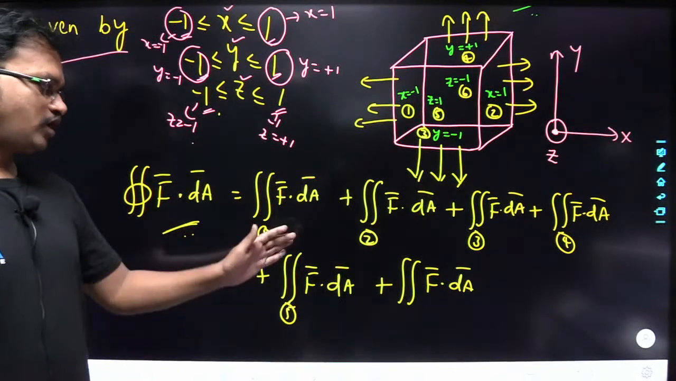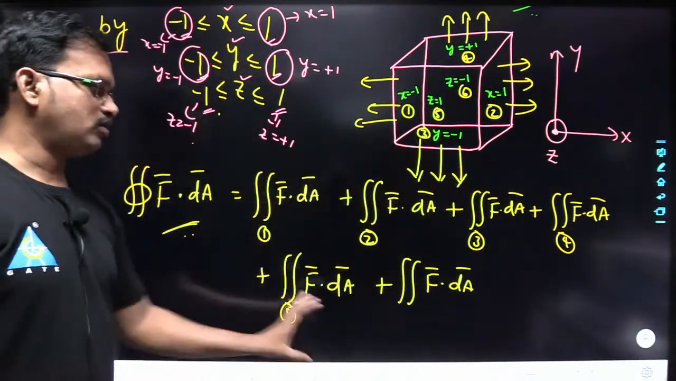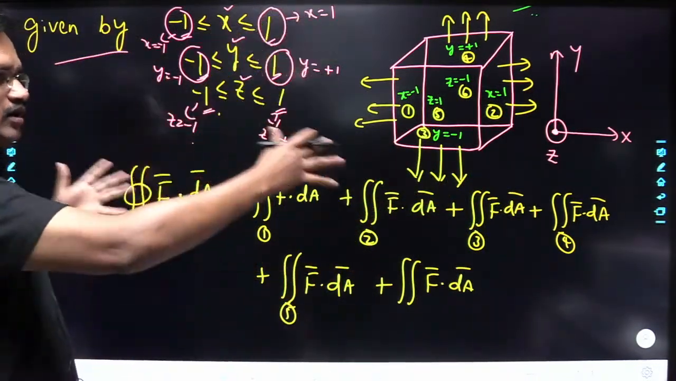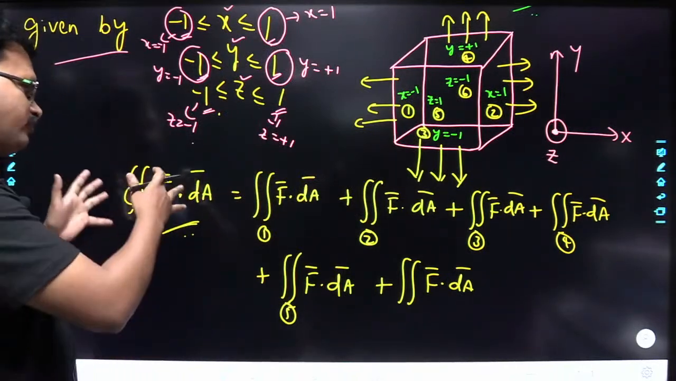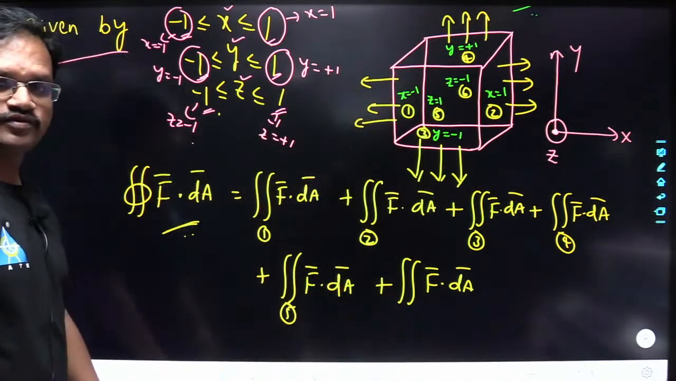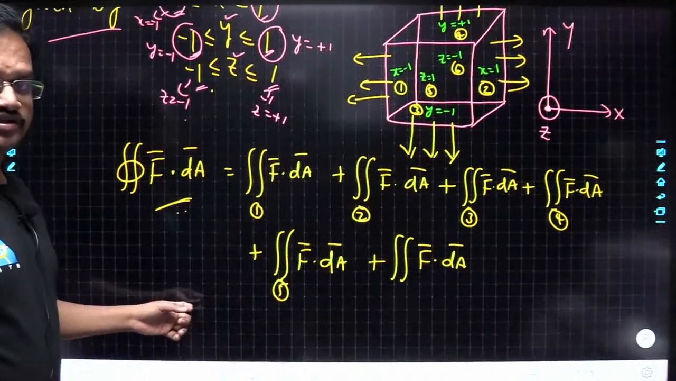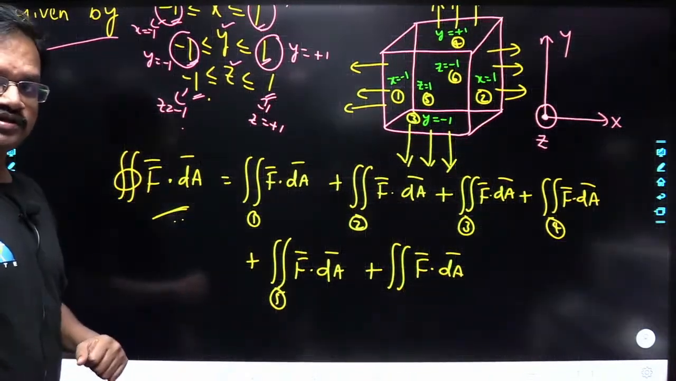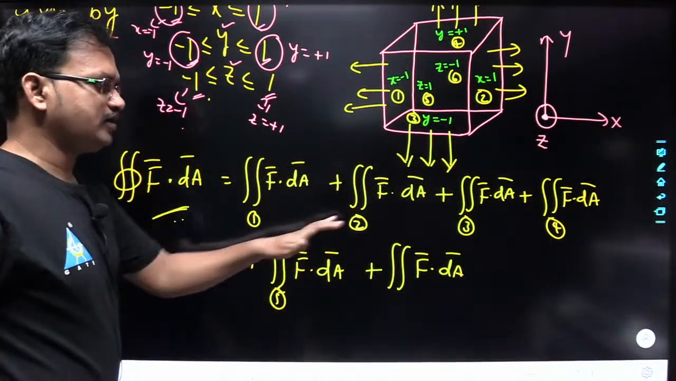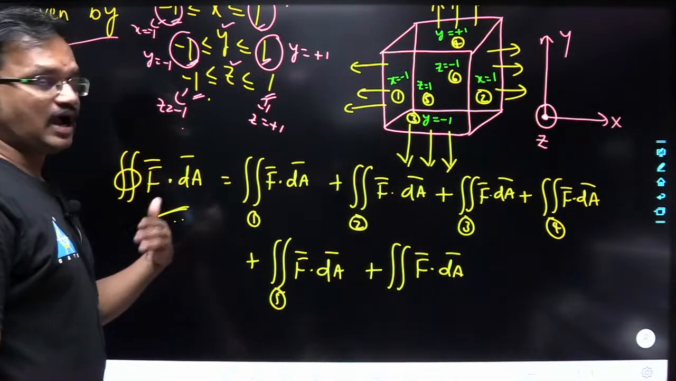So you have to calculate the flux through each and every surface, and you have to add up all of this in order to get the flux through all the 6 surfaces, or I can say the flux that is leaving through the closed surface. So this is a somewhat lengthy procedure. Yes or no? So instead of following this procedure, we can use another expression.